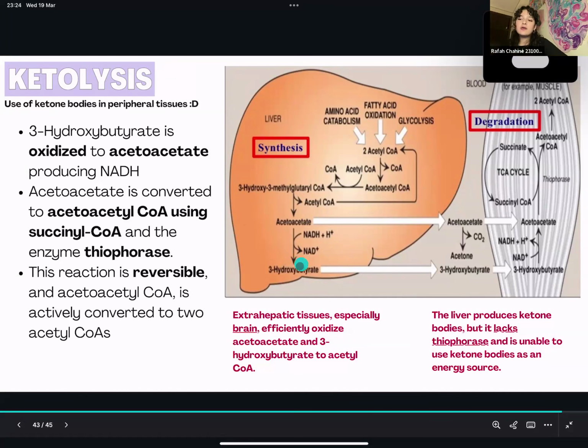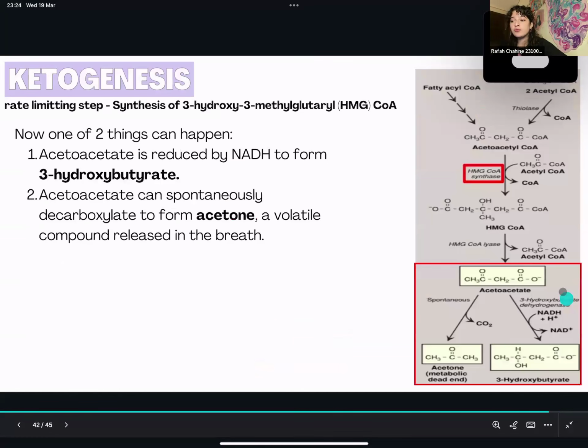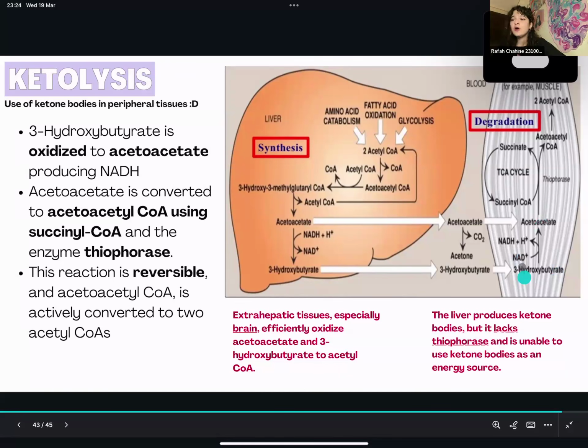So we make the 3-hydroxybutyrates. It will go to, for example, the muscle cell. And in the muscle cell, this 3-hydroxybutyrate will be oxidized to give us acetoacetate. We saw here, it got reduced, right? We added hydrogens to it to give me 3-hydroxybutyrates. So now I'm going backwards. I'm going to oxidize it and reduce NAD, and then it's going to give me acetoacetate. Now, this is important. Acetoacetate will become acetoacetyl-CoA with the help of thiophorase. Thiophorase is a very, very important enzyme that helps acetoacetate alongside succinyl-CoA to turn it into acetoacetyl-CoA.